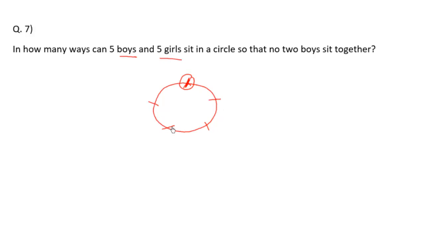Now the rest of the 4 girls can be arranged in 4 factorial ways, and the 5 boys can be arranged in 5 factorial ways. So this is the total number of ways wherein this particular arrangement can be done. 4 factorial is 24, 5 factorial is 120. So if I do the calculation, it is 24 into 120, which is 2880. So this is the answer for the question.